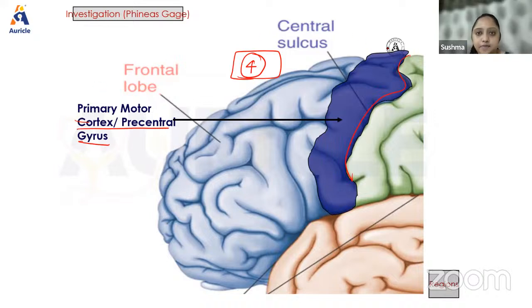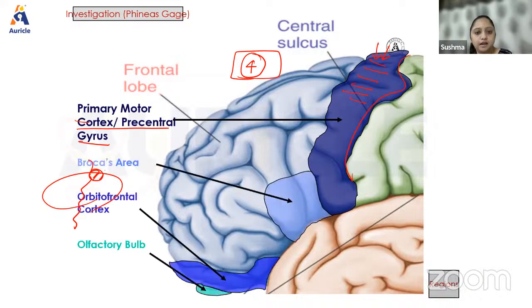As you can see, this is the central sulcus, and this is where the premotor cortex is. Very important for your examination also. Usually in the specimen, they will tie a pin or something here and ask you to identify this area. First, always, guys, if this is the cerebrum, identify the central sulcus. The area next to the central sulcus is my premotor cortex.